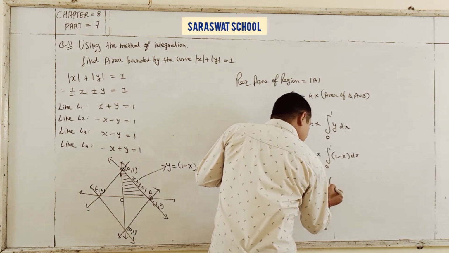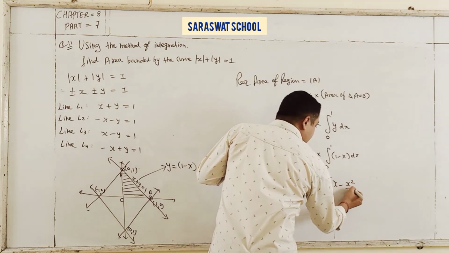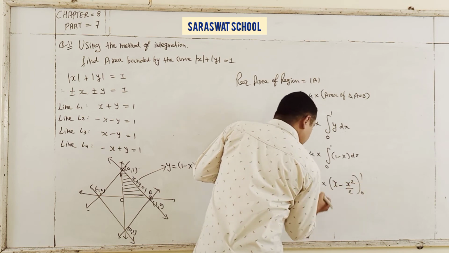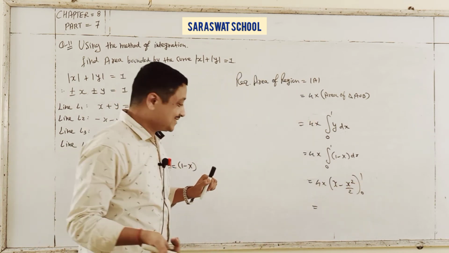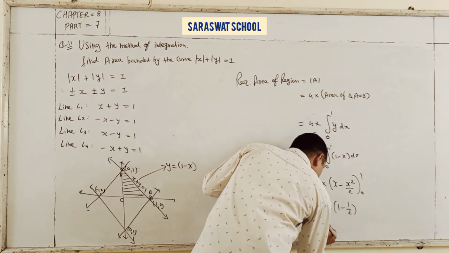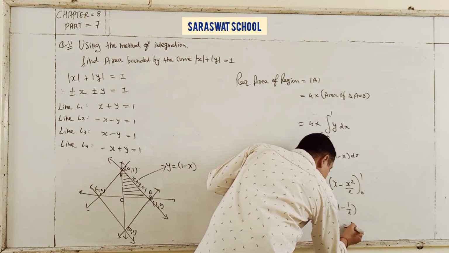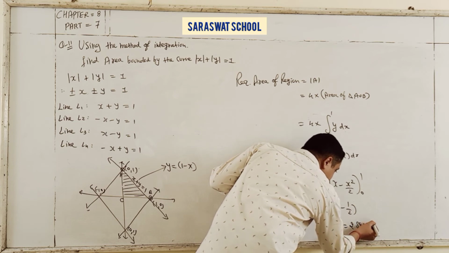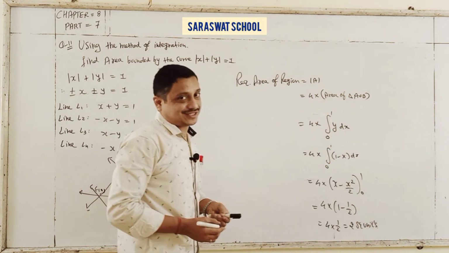So 4 times x minus x square by 2, and simplify. So 4 times (1 minus half), which is half. So 2 square units using integration is your answer.